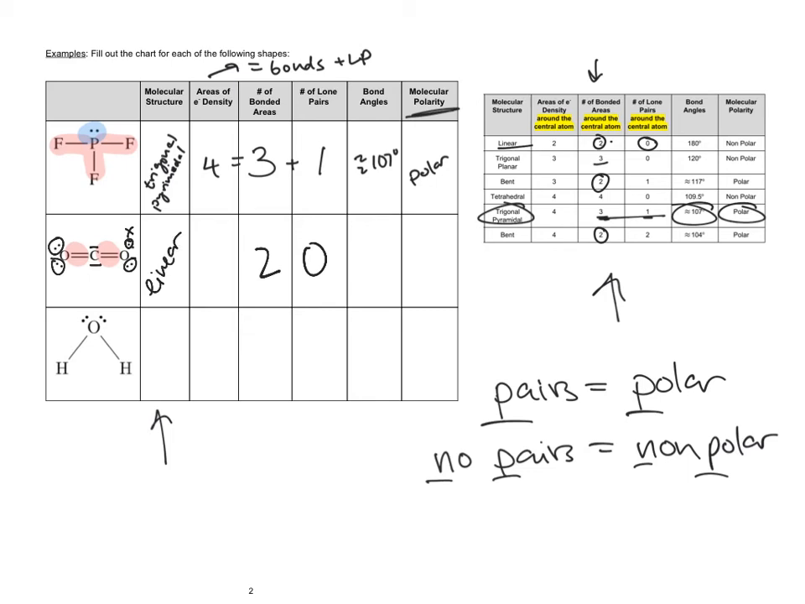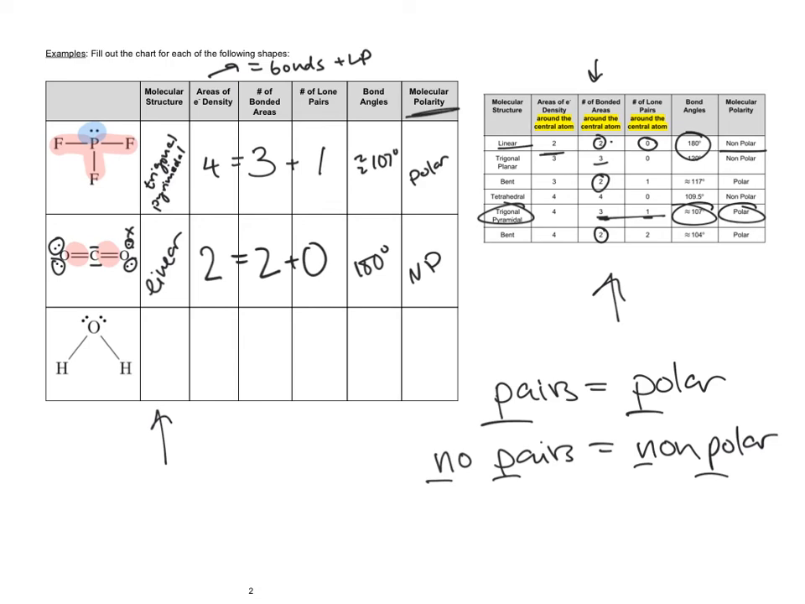Go over here, right? Linear. Add up those two numbers to get the total areas of electron density. 2 plus 0 is 2. If you forget how to do that, it's also on your handy chart. The bond angle is on the chart. It's 180 degrees. And this one doesn't have any pairs. No pairs is non-polar. I'm just going to write NP for non-polar.